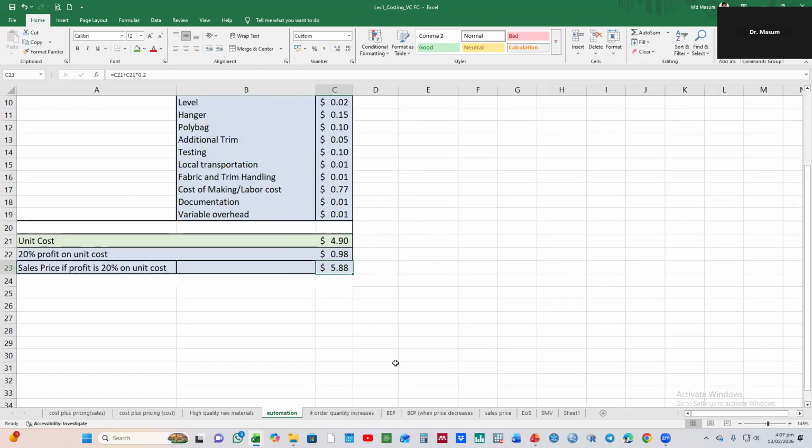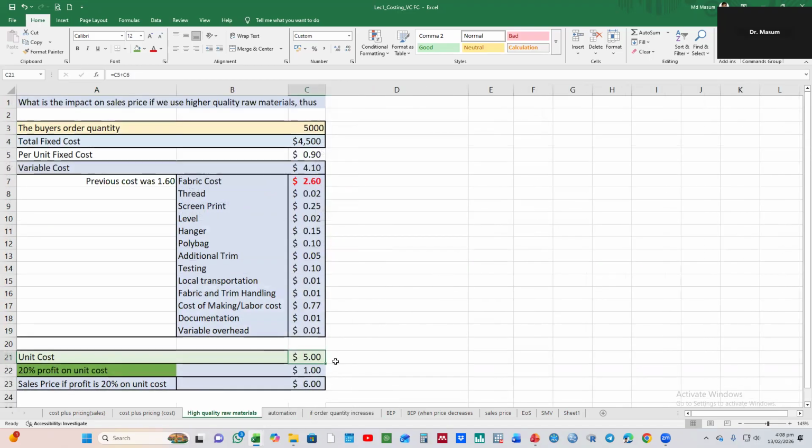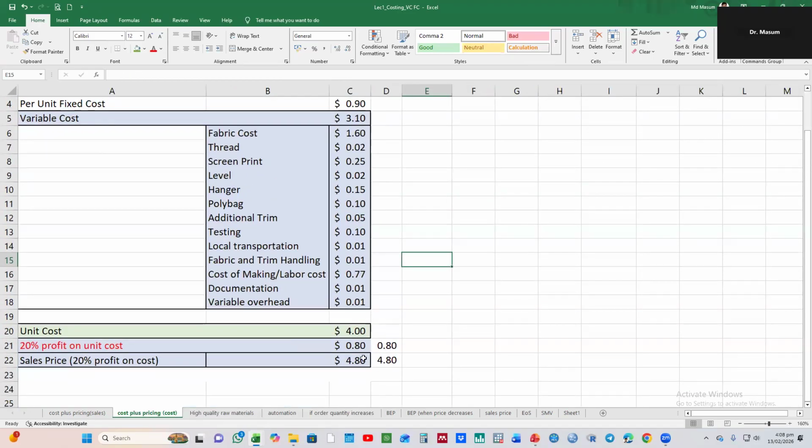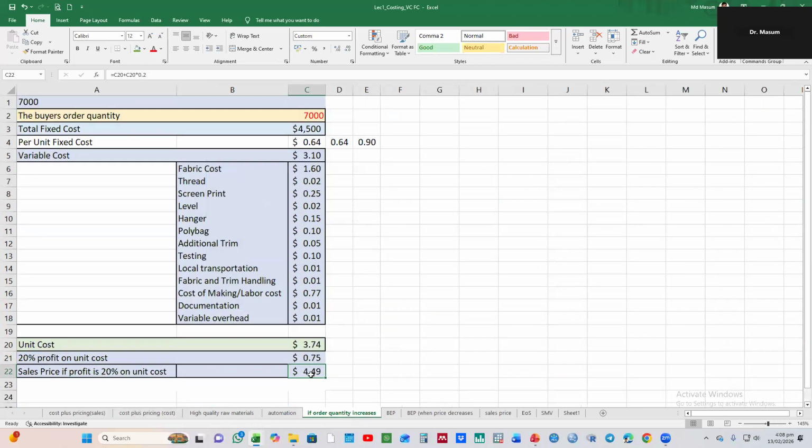4.9. In the previous case, it was 5.8. In the previous case, it was 6. In the previous case, it was 4.8. At least 4.8. Now, when the quantity has increased, the 4.8 price is declining to 4.49 or 4.5. So when you are negotiating with the buyer, how many units they are going to buy matters to you, because with increasing quantity, your per unit cost is decreasing.